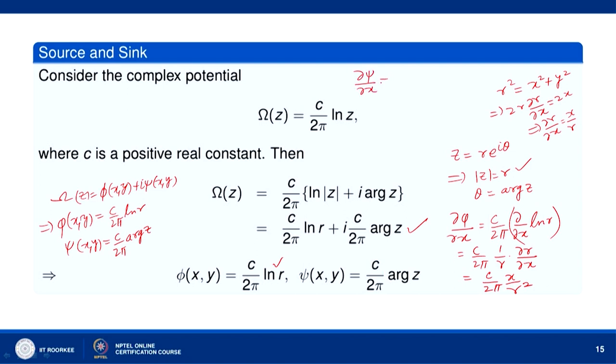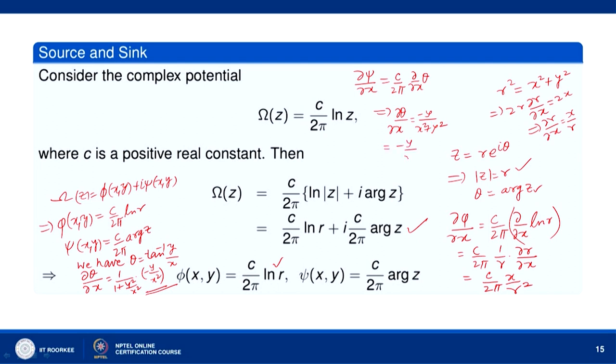So the partial derivative of psi with respect to x is c over 2 pi, let us represent this as theta, okay. So del by del x of theta, okay. Now what do we know? We know that theta equals tan inverse y over x. So we differentiated partially with respect to x, so we get this one, okay. And this gives you minus y over x square plus y square, okay. So this is minus y over r square.